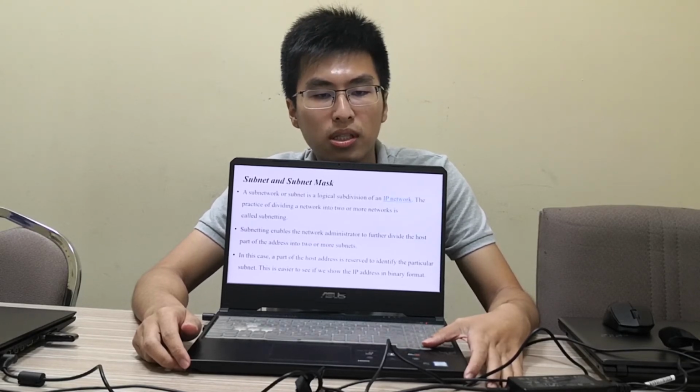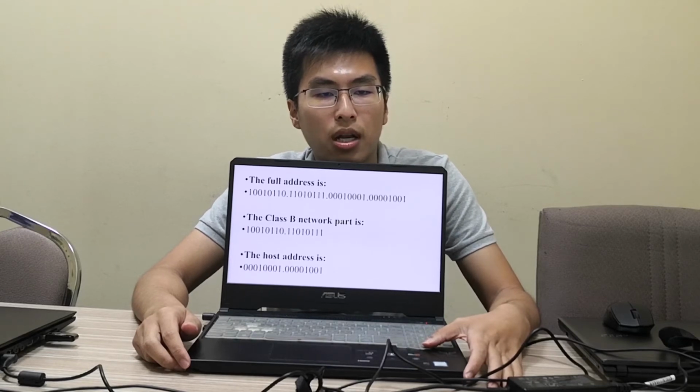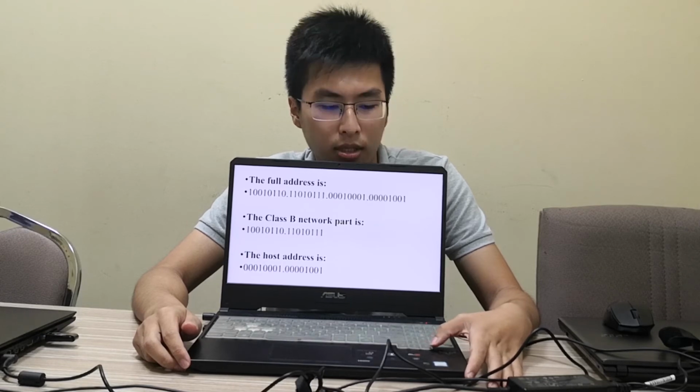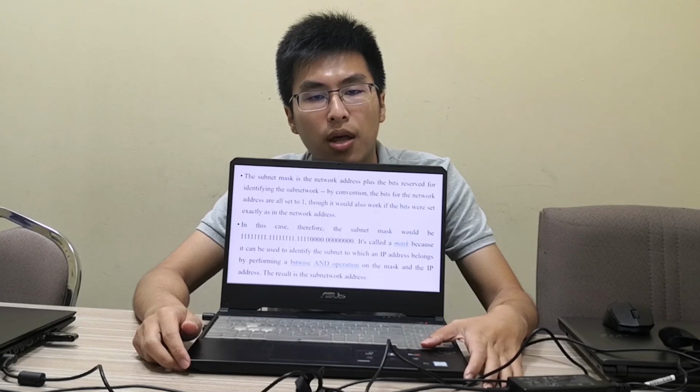This is easier to see if we show the IP address in binary format. Next, I will show the binary format. This is the full address, the network part, and the host address in binary format. And next, the subnet mask is the network address plus the bits reserved for identifying the subnetwork. The bits of the network address are all set to 1, although it would also work if the bits were set exactly as in the network address.